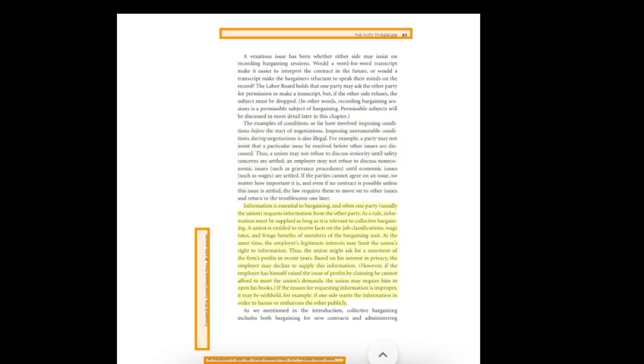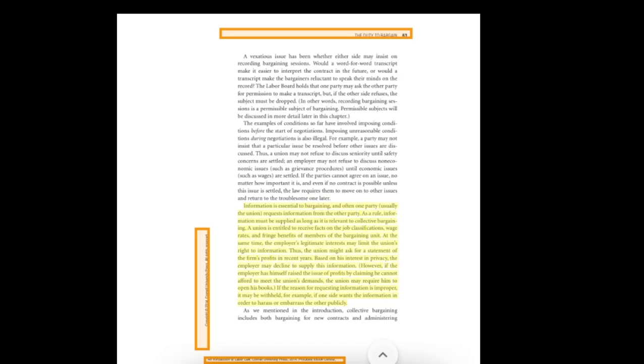Information is essential to bargaining, and often one party, usually the union, requests information from the other party. As a rule, information must be supplied as long as it is relevant to collective bargaining. A union is entitled to receive facts on the job classifications, wage rates, and fringe benefits of members of the bargaining unit.